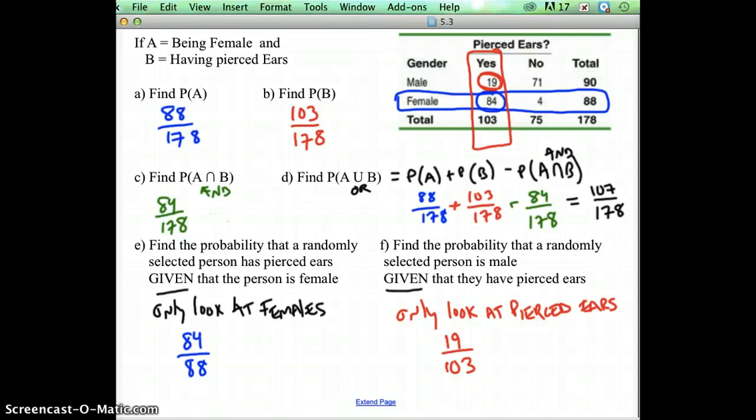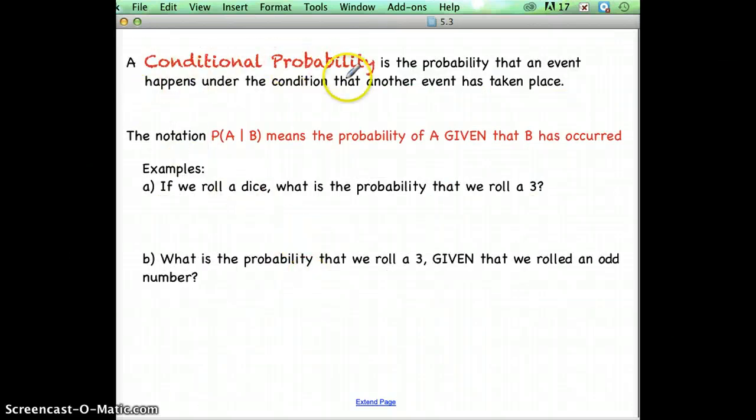All right, now a conditional probability is the whole thing we just got done doing about given. A conditional probability is the probability that an event happens under the condition that another event has taken place. This is the notation for conditional probability. When you see that line there, that means conditional probability. And this is read the probability of A given B. So the probability that A happens given that B has already happened.